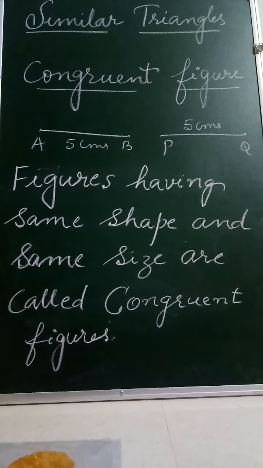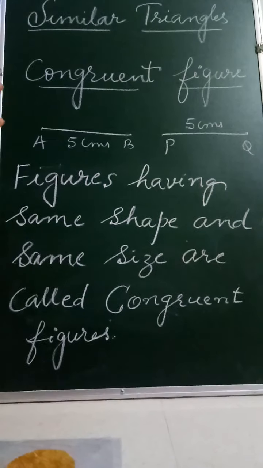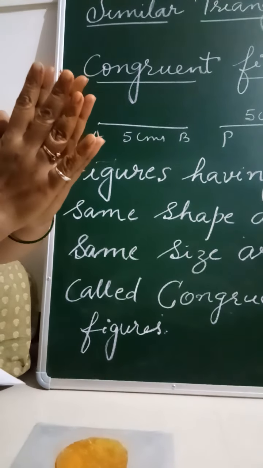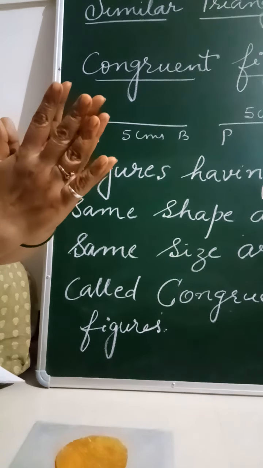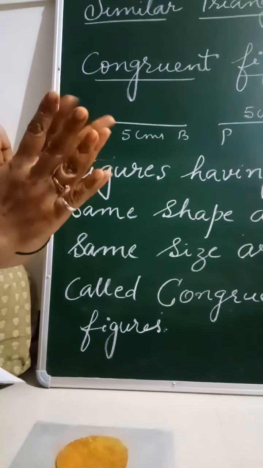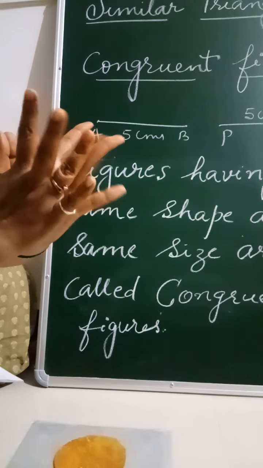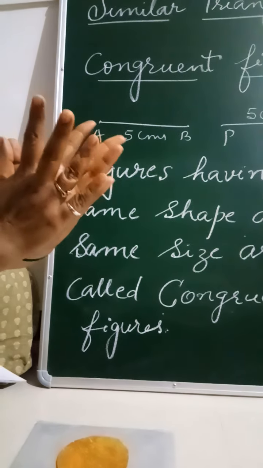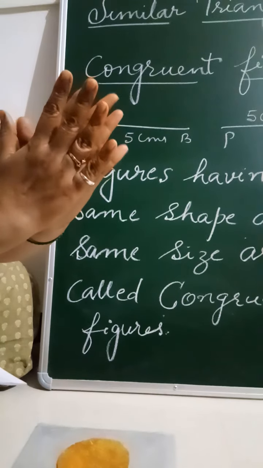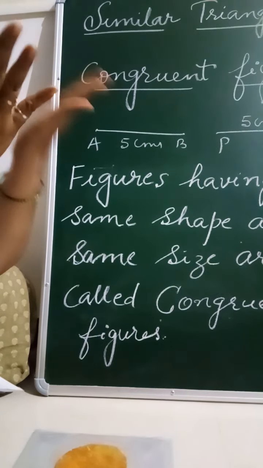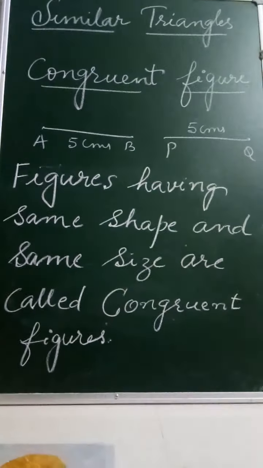Suppose if I close my 2 palms, when I close these 2 palms, thumb coincides with thumb, forefinger with forefinger, middle finger with middle finger, ring finger with ring finger, and little finger with little finger. Exactly it coincides with each other. I can say these 2 palms are congruent palms.